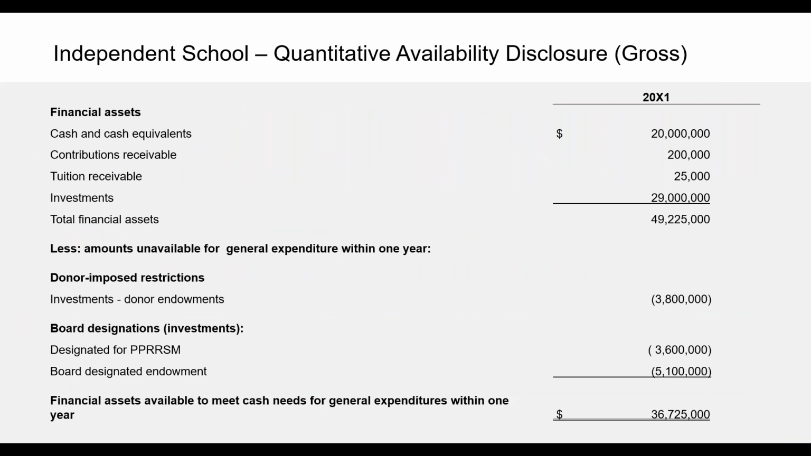So then we look at the availability. This is that gross presentation that we talked about earlier. And you'll notice here the investments are $29 million, right? So this is that gross presentation. We start with the assets. Those agreed back to that statement of financial position we looked at. And then we start backing out. We're going to back out our donor imposed restricted investments that are in endowments. We're going to back out any board designated investments, any designated investments. So we're going to take those financial assets of $49 million. We're going to back them down. Financial assets available to meet cash needs are now $36 million, but we also have a line of credit available.